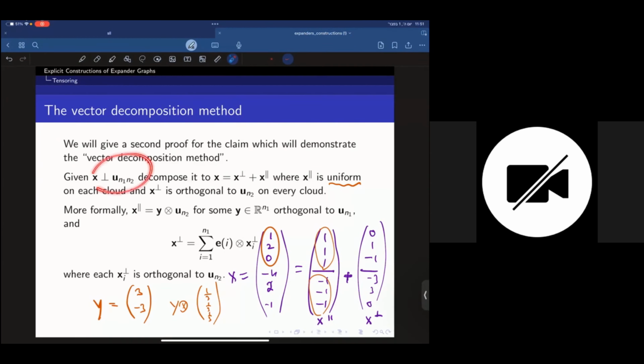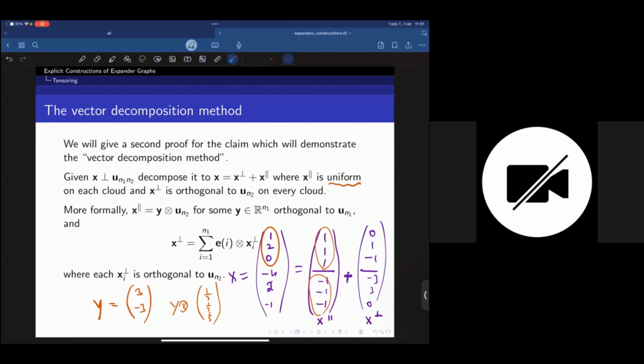So because x is orthogonal, and this is orthogonal to you, we know that this thing is also orthogonal. I mean, the sum here is 0. This is orthogonal to some vector, and that is orthogonal to the same vector. It's a subspace, so this thing is orthogonal to the all ones vector.